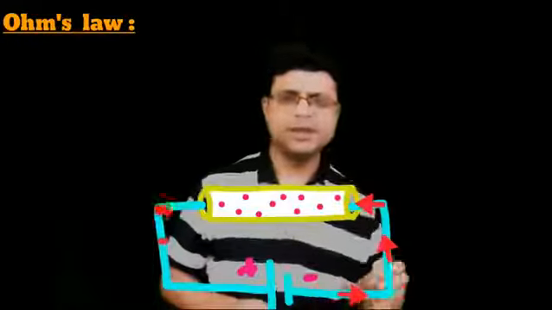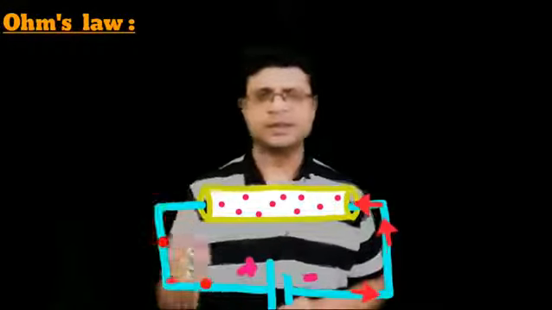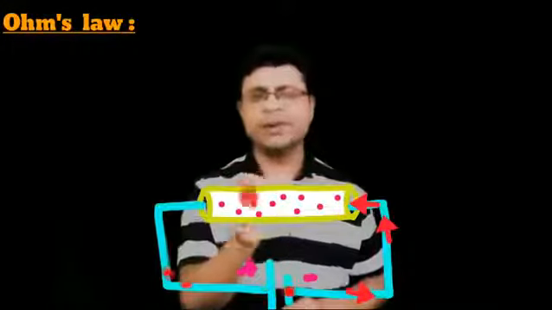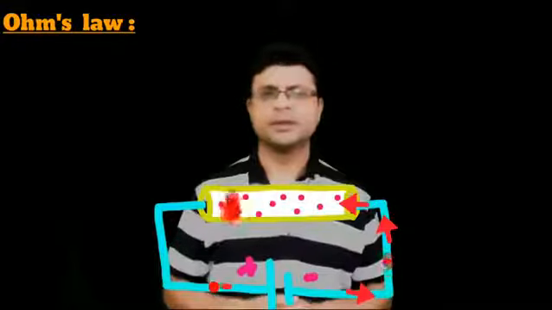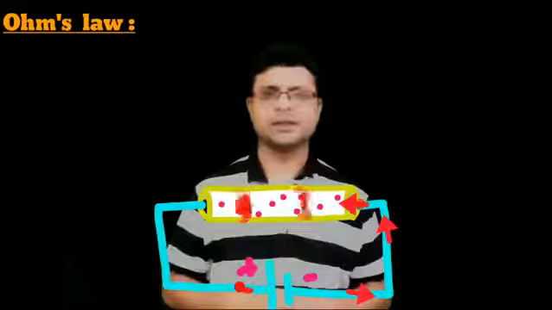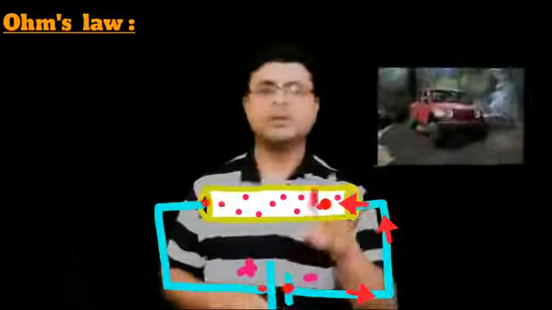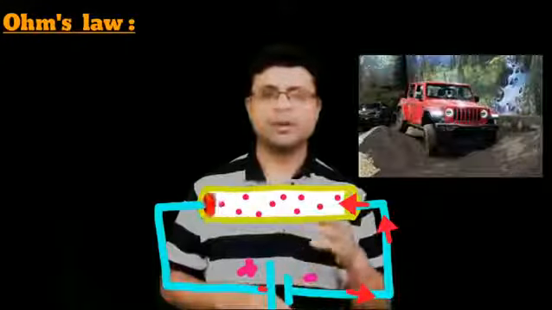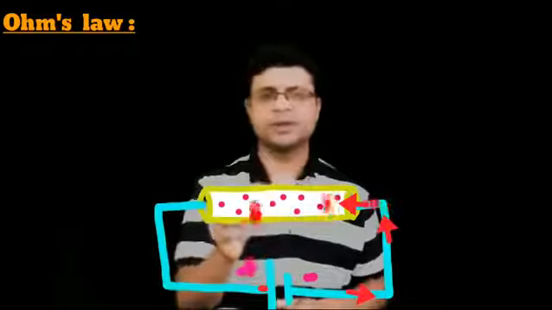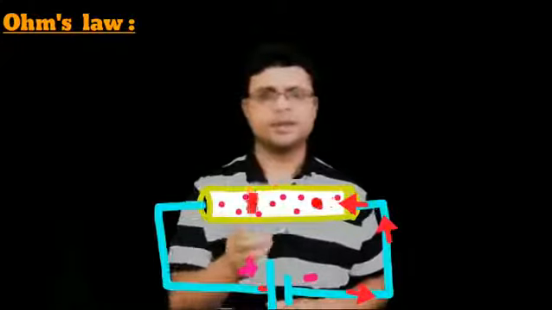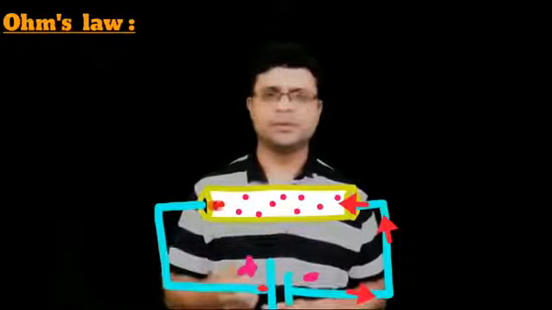Now, during this repulsion, when electrons try to move from this end to this end, they will collide with a number of electrons or the atoms inside the conductor. This collision causes resistance. It is like a rough road, you cannot move smoothly. You are getting some opposition, some resistance. So here there is continuous collision. That's why resistance comes into play. If there is no collision, that means resistance will be zero.